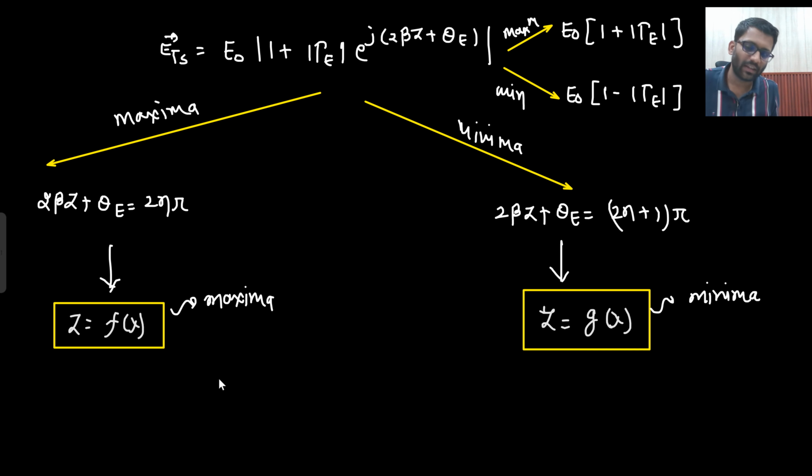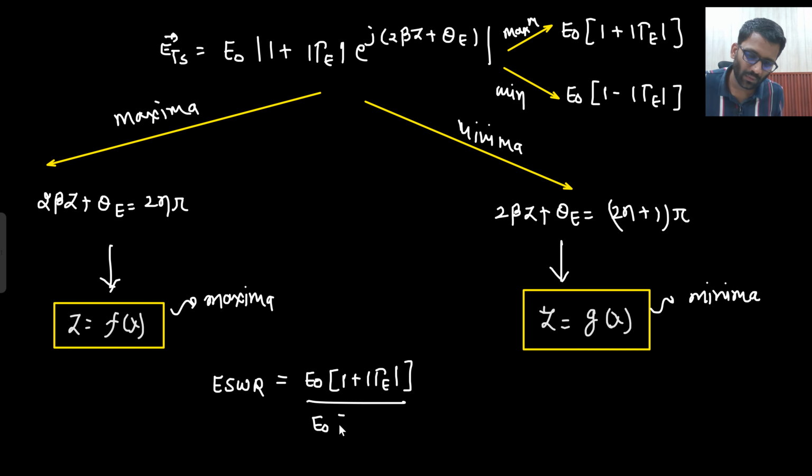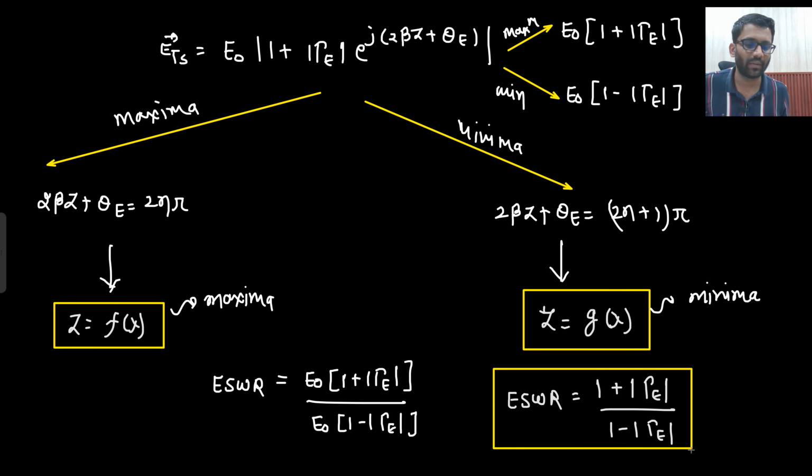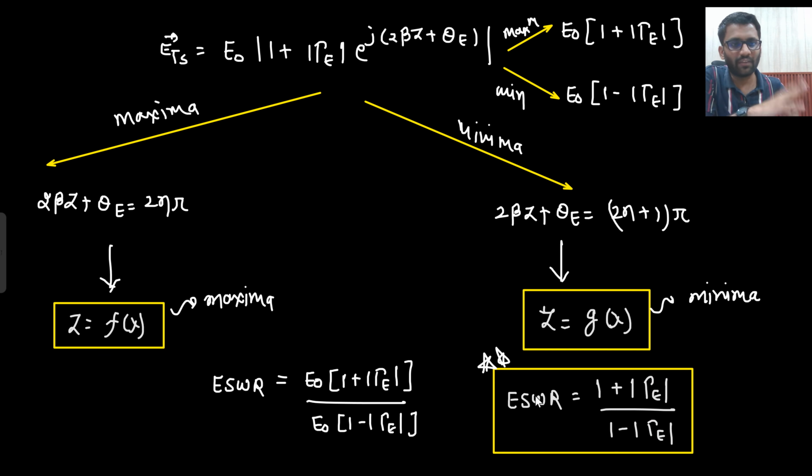But tell me one thing, what is my electric standing wave ratio? What am I getting as the standing wave ratio? My electric standing wave ratio is coming out to be E naught into (1 plus mod of gamma e) divided by E naught into (1 minus mod of gamma e). So the electric standing wave ratio is equal to (1 plus mod of gamma e) divided by (1 minus mod of gamma e). You can keep this formula in mind. If you have the gamma e value, then directly you can calculate the standing wave ratio. Is that clear to you or not?